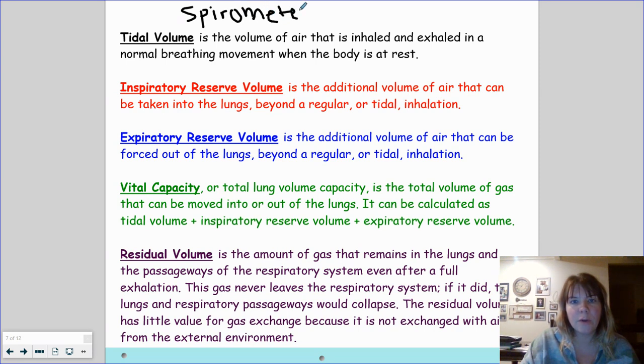Measured with a spirometer. So when you are just sitting and listening to my video, as you're breathing in and out, that's your tidal volume. You're not doing anything special. You're just sitting, listening, and your body is naturally breathing in and out. Your medulla oblongata is doing its job.